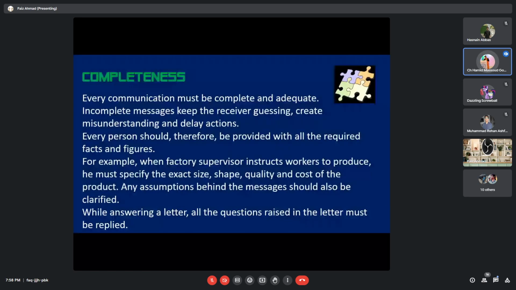Same is the case when you are communicating with some other person. You have to specify the topic, specify the statements, their quality. There should be no language barrier. There should be no communication barrier between you and the receiver. So, while answering a letter, all the questions raised in the letter must be replied. Next, sir.